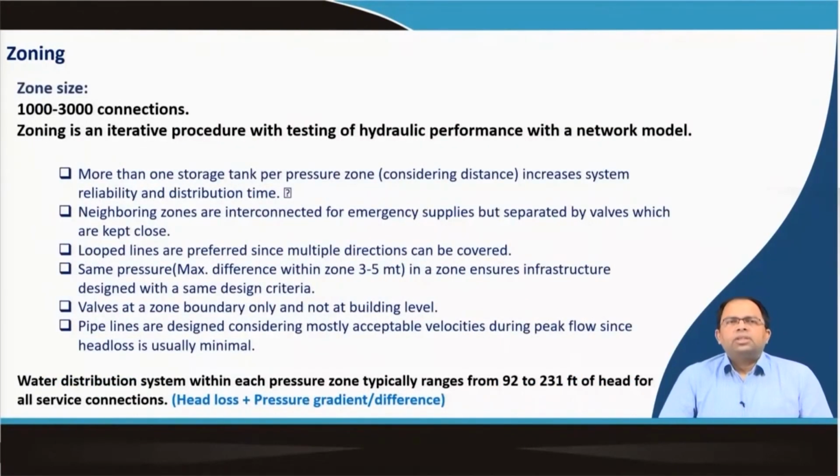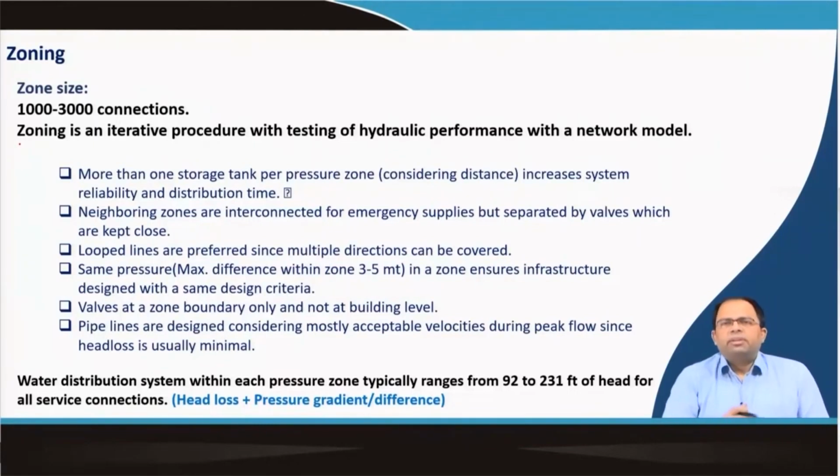So, what would be the zone sizes? Zone sizes are around 1000 to 3000 connections, but sometimes, as I was saying, 80% of the neighborhood is covered and another 20% is to be added. So, we need to have some leeway as well. The standard is 1000 to 3000 connections, but sometimes we can even go up to 5000 if required.